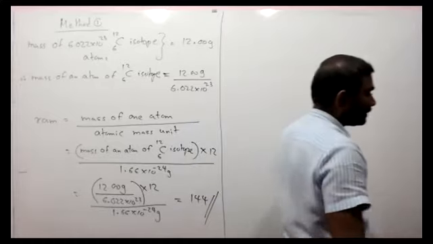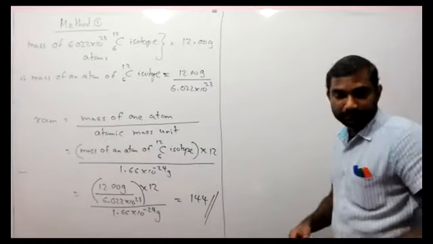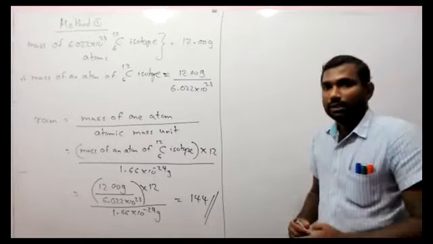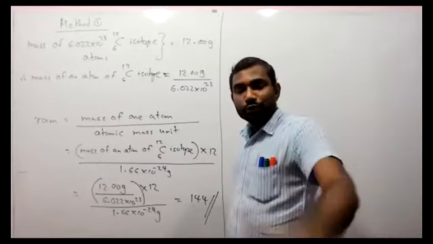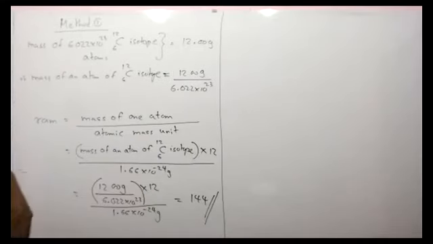Oh, there is an easier method, children. There is an easier method. What is the easier method? If you think carefully now, there is an easier method also. If you are a math student, then you should do like this.